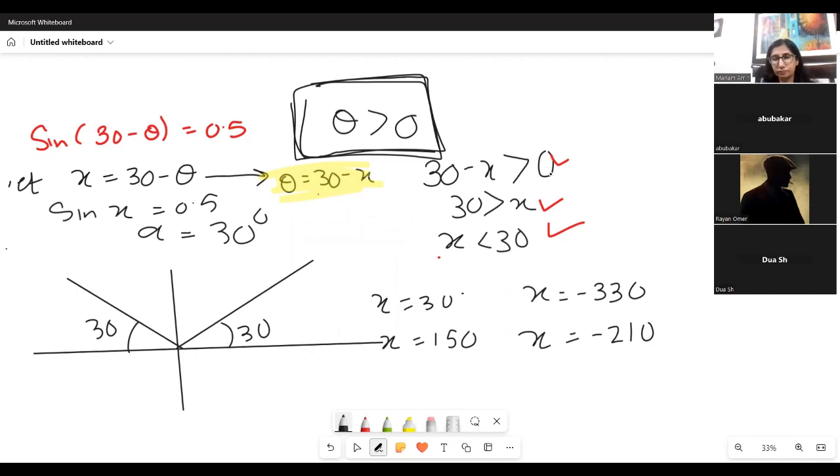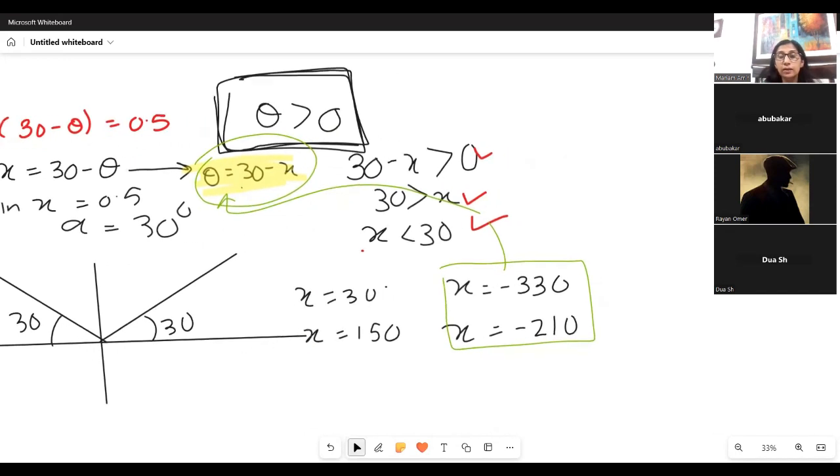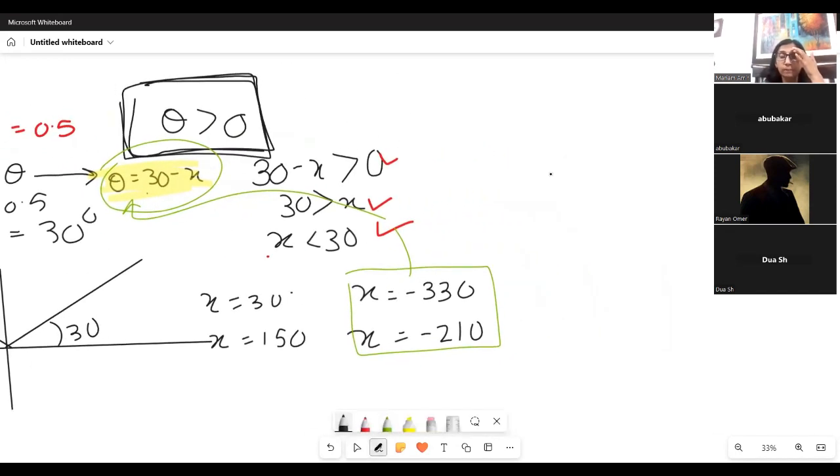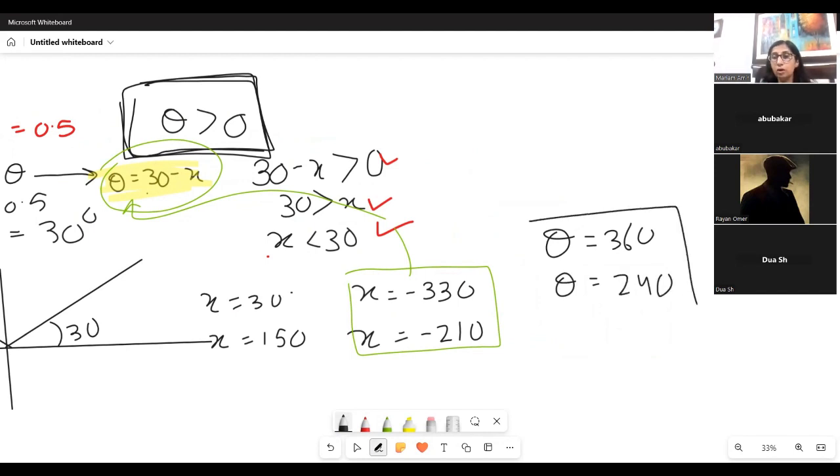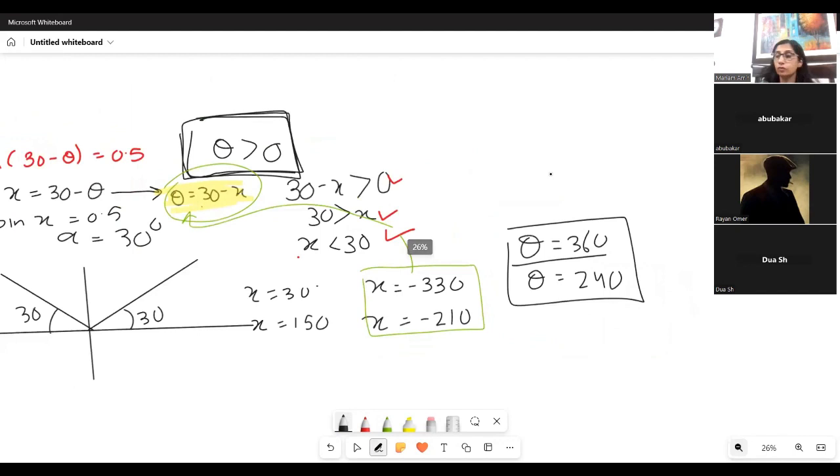This is what you got for x. These are the smallest possible values of x that you're getting. But the question was in terms of theta, so you need to give the corresponding values of theta. Now convert these into theta using theta is 30 minus x. So theta is 30 minus minus 330, the double minus becomes plus, so 360. And again 30 minus minus 210 is 240. So these would be your two smallest possible positive values of theta.